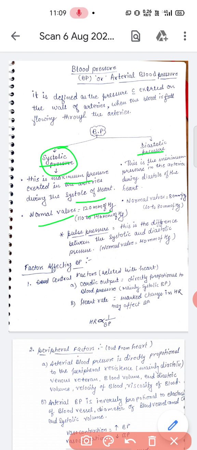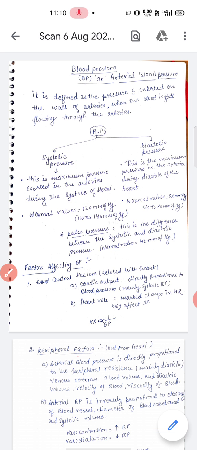Another term is diastolic pressure. It is the pressure in the arteries during the diastole of the heart, when your heart is in a relaxing condition. The normal value is 80 mm of Hg, which may range from 60 to 80 mm of Hg. Another term we use here is pulse pressure. Pulse pressure is the difference between the systolic and diastolic pressure. The normal value of pulse pressure is about 40 mm of Hg.